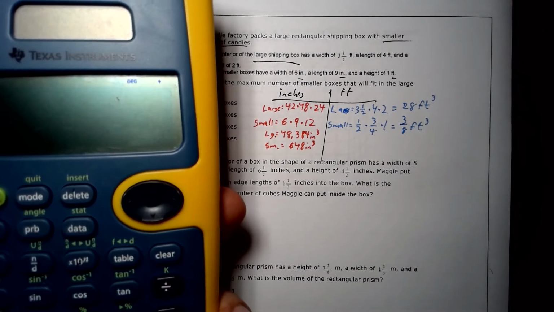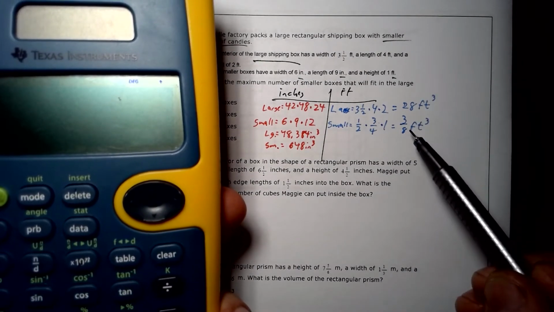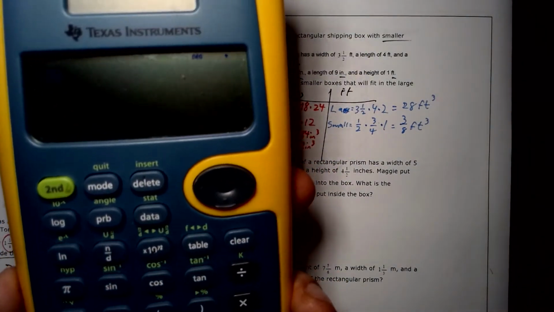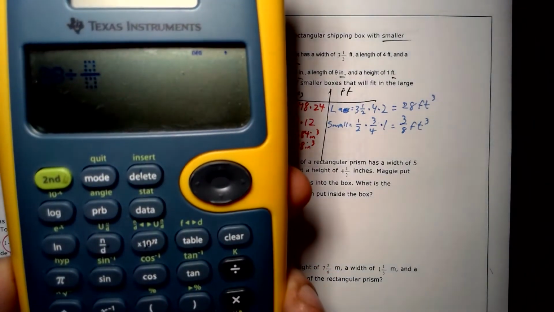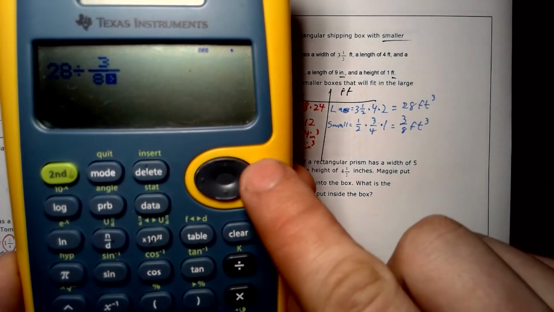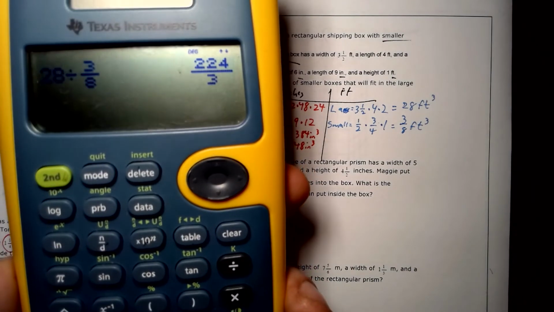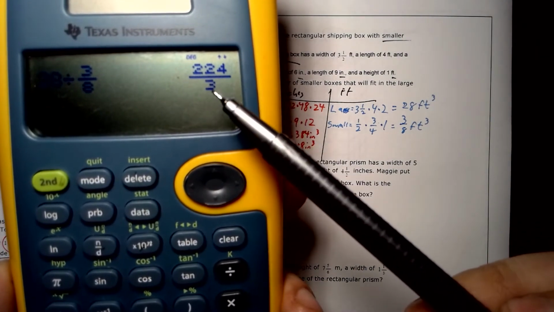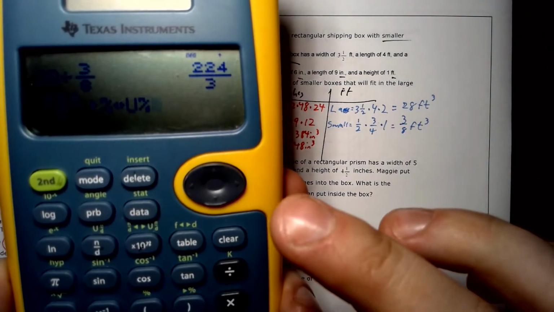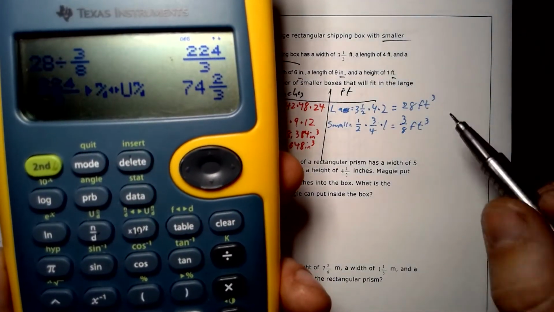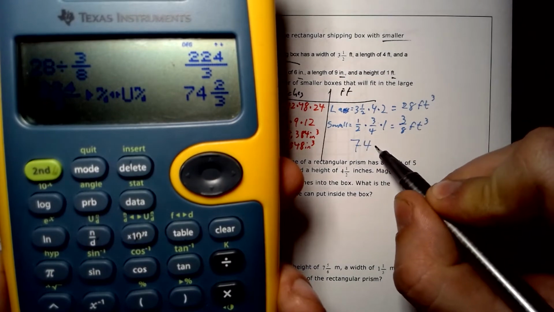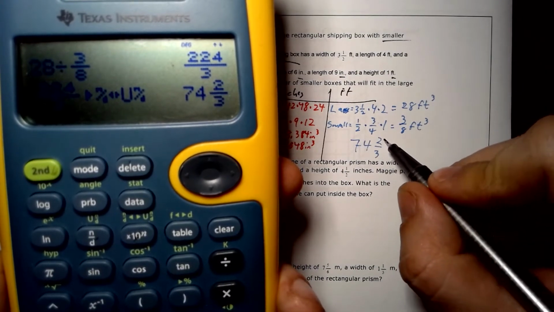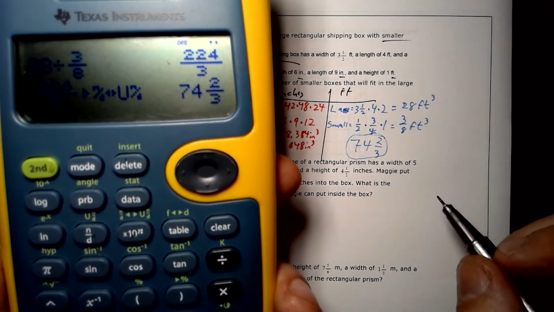Starting off with the foot side, we have 28 divided by, sorry, not 3/4, 3/8. That gives me an answer of 224 over 3. Change that to a mixed number to make it easier to read. That is 74 2/3. That is how many cubes will fit inside.